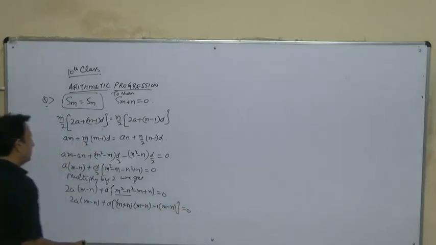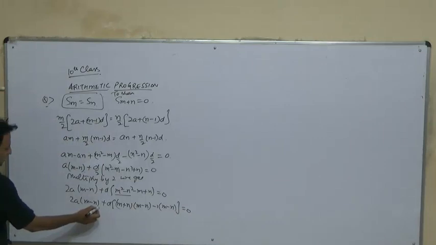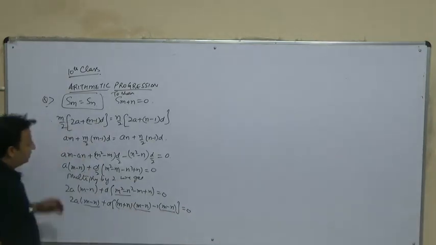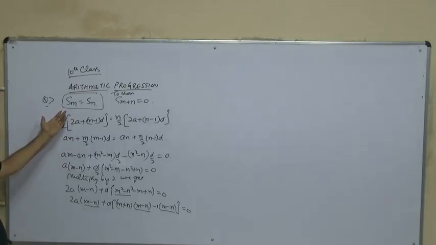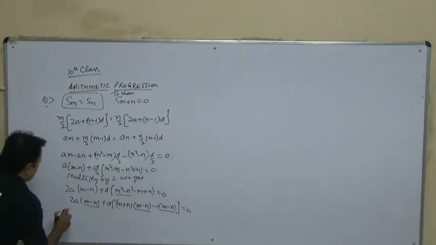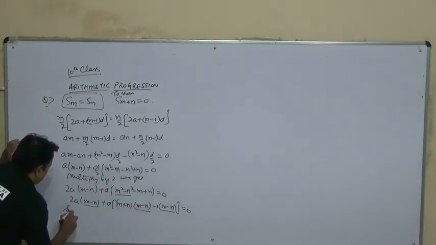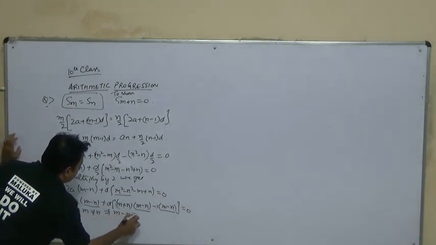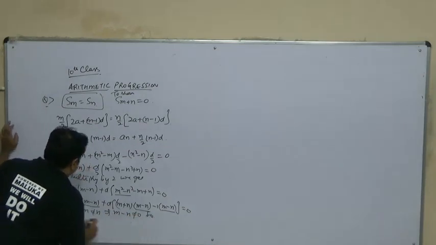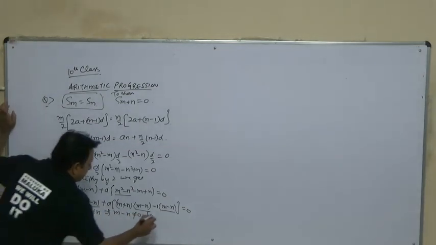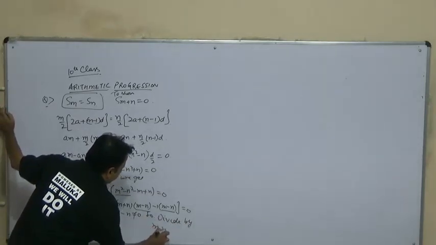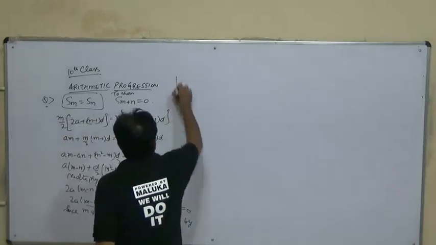So you can observe that all the terms contain m minus n. So here m minus n is there, m minus n is there, m minus n is there. And clearly we know that Sm is equal to Sn, m and n are different. Since m is not equal to n, it implies that m minus n is not equal to 0. So divide by m minus n. So when we divide it by m minus n, what we will get?